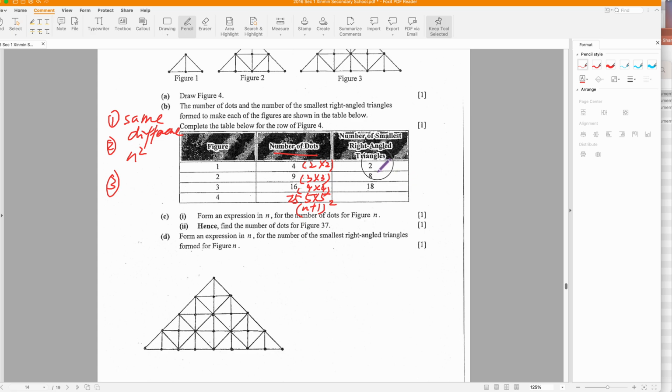Then this one is also quite easy, but slightly harder. So this is 2 times 1, then 2 times 4, then 2 times 9, and then 2 times 16. If you continue, this will be 2 times 1 square, then 2 times 2 square, then 2 times 3 square, 2 times 4 square. So therefore it's always 2 times the n square.